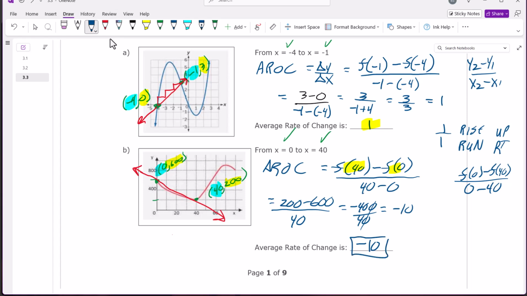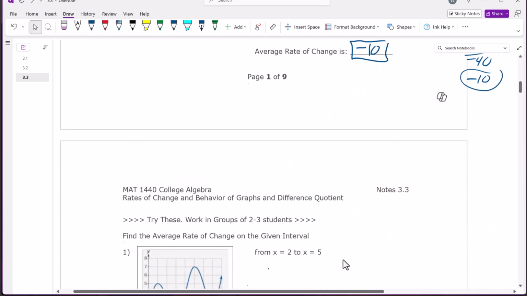Notice if you did this backwards, if you did f of 0 minus f of 40, you would have 600 minus 200. If you did 0 minus 40, you'd have -40. So you're still going to get exactly the same answer. It doesn't matter which way you do that. So that's how you find average rate of change.